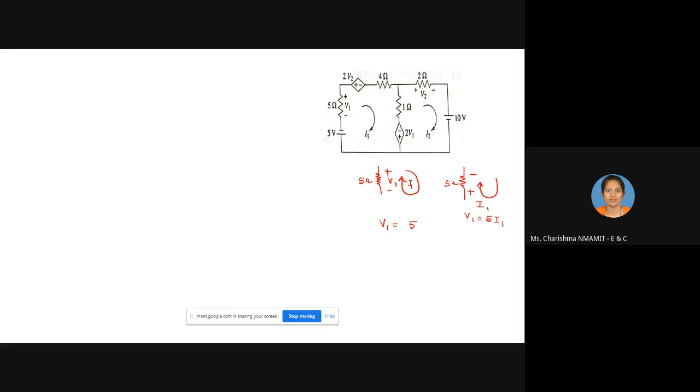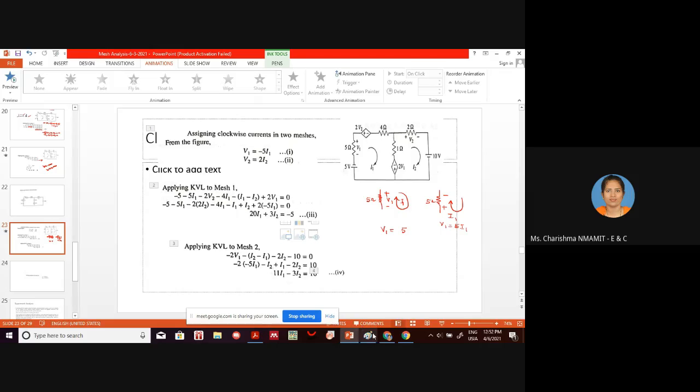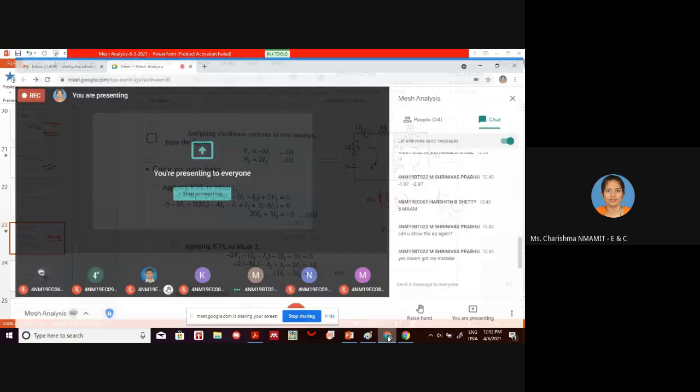This is the assumed direction of connection. Now here you can see that the current is flowing like this, I1. This is the assumed direction of current. It should flow from higher potential to lower potential. But here they are going to measure the voltage with positive terminal here, negative terminal here. So what is the value of V1? Can anybody tell me what is the value of V1?